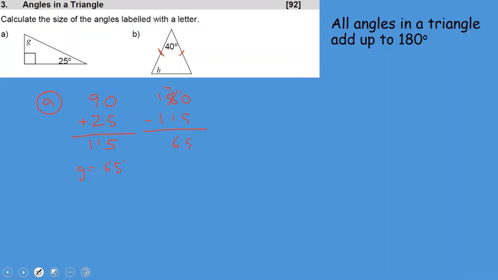So question B now, this symbol here lets us know that those sides are the same length. And that also tells us that the angles opposite those lines are the same. So this angle here is H also. So what we would do is we would say, well, 180 take away 40 is 140. And then that 140 represents both of those angles here. So 2H is 140. So if I want to know what 1H was, I would just halve the 140 and get 70 degrees.